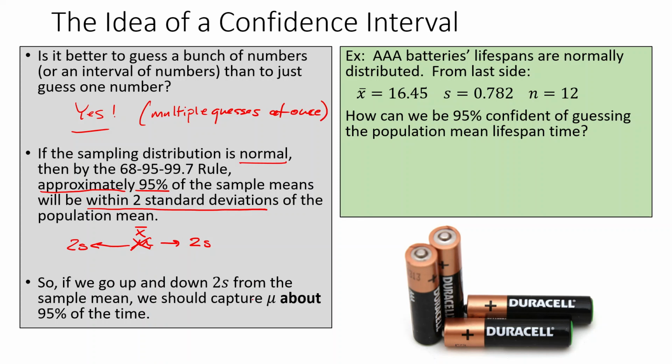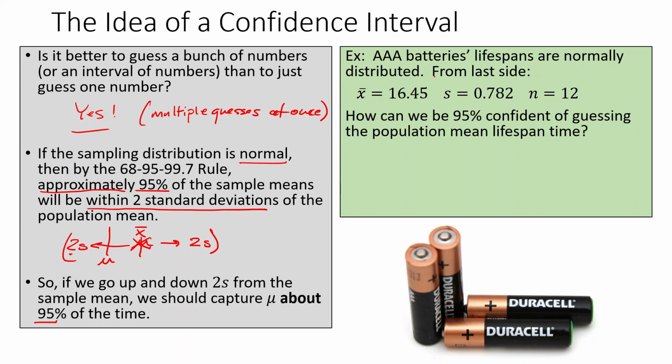All right, so we go up and down 2 standard deviations, and we should capture the mean. So somewhere in between here, like maybe here, was the mean. So the sample mean was not exactly the population mean, but we should capture it somewhere in this interval that we make. Or at least we should 95% of the time if we go about 2 standard deviations.